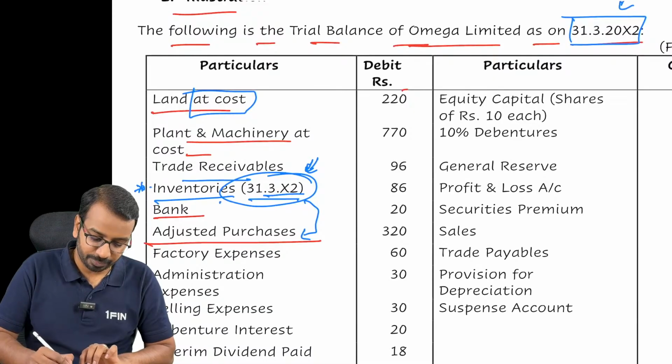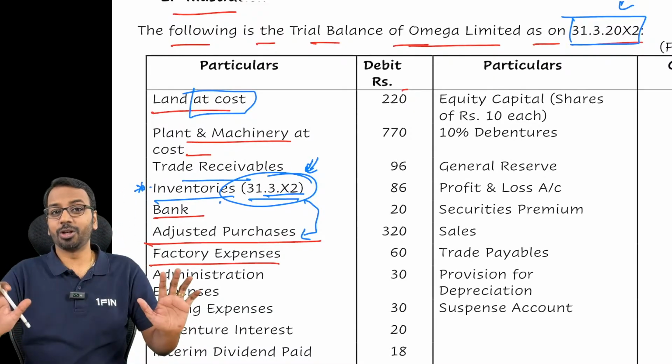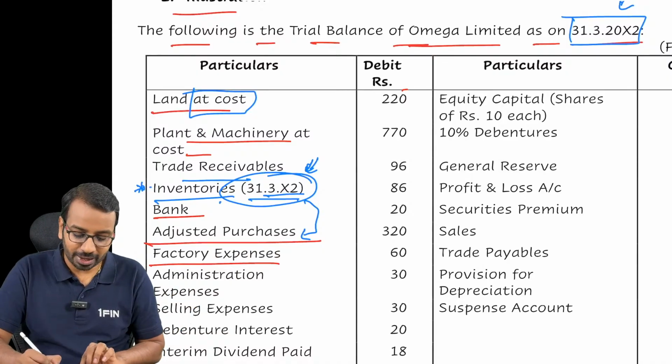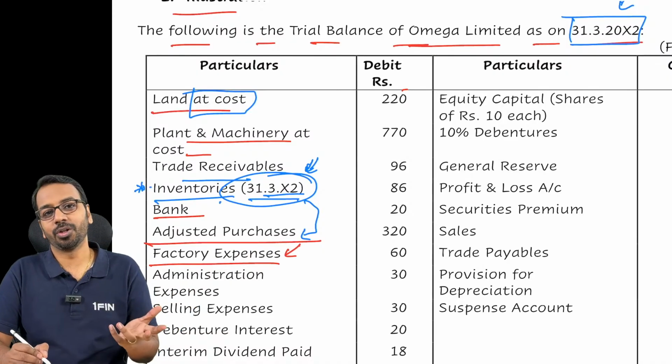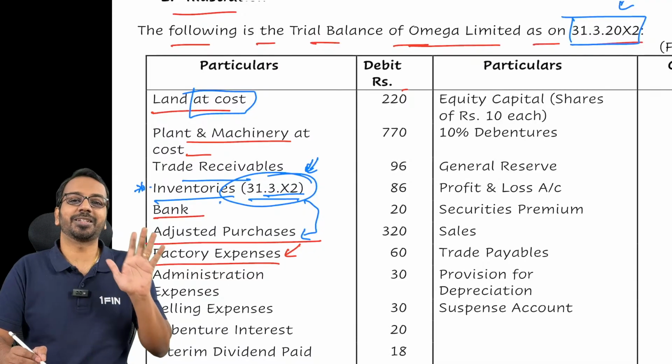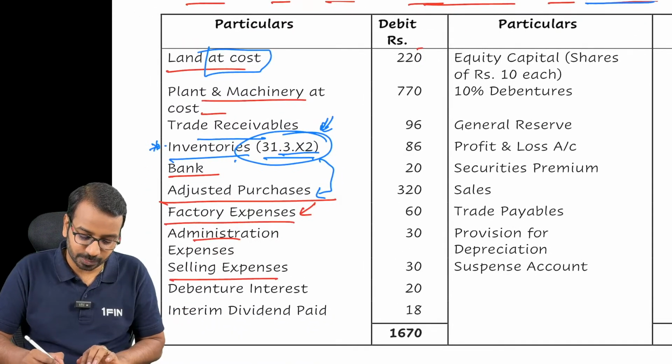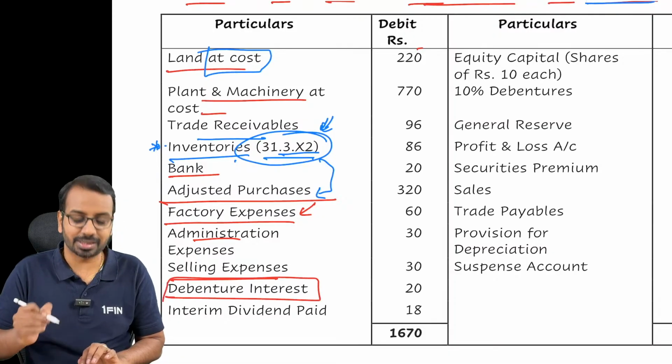Then we have bank. Okay. Factory expenses. Now, as I told you, no need to worry. Direct, indirect expenses, no need to worry. Do we have a head for factory expenses? No. So, where will we put this? Other expenses. All right. Then administration expenses, selling expenses, debenture interest.